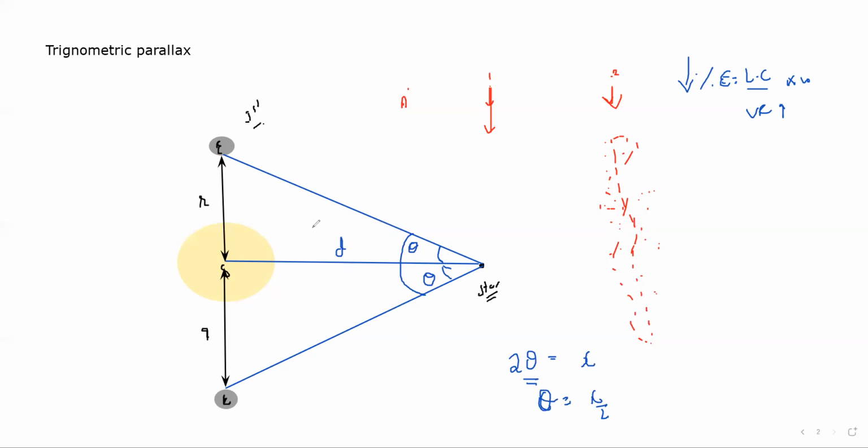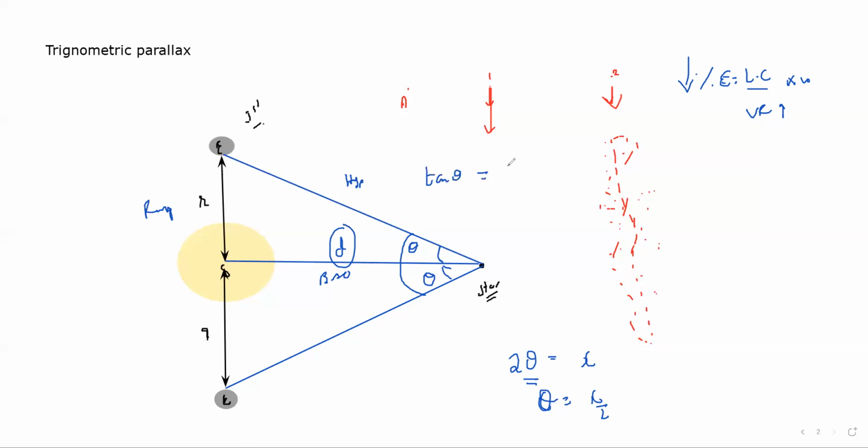So if we know the r, we can find this d. How can we find this d? By making a right angle triangle. This one is the hypotenuse for us, this is the base, and this is the perpendicular. So we can use tangent theta.